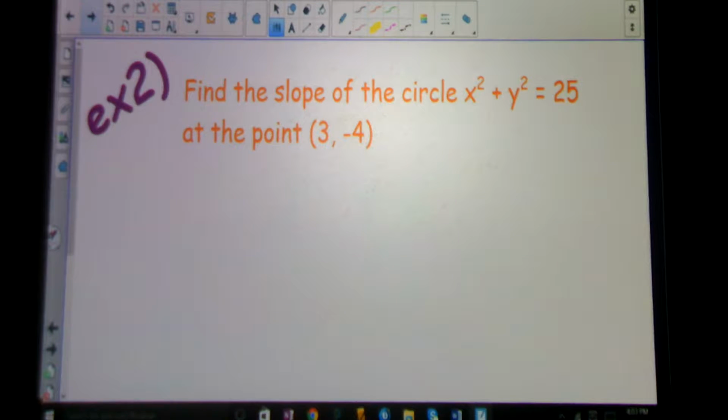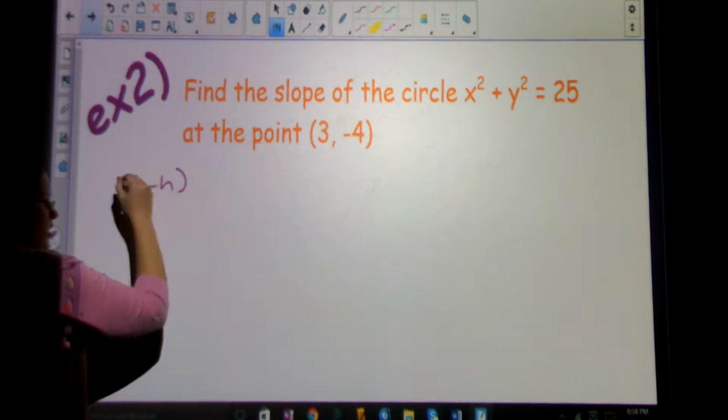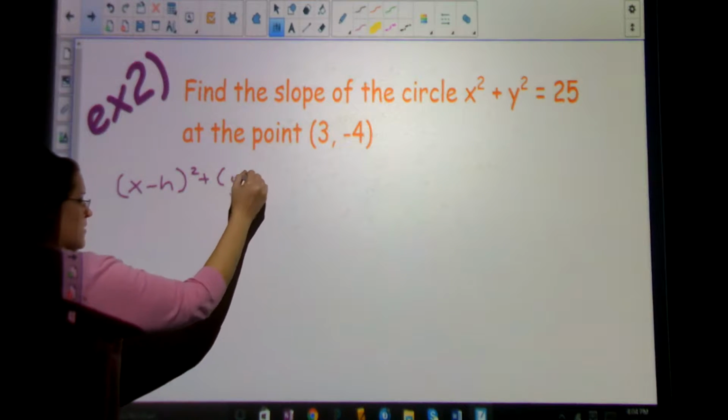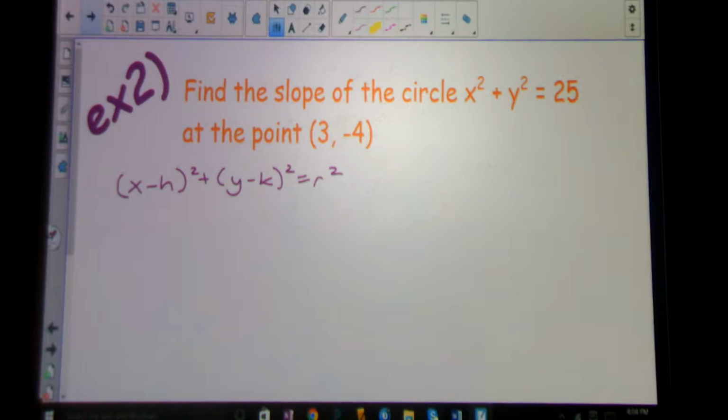Now we're going to find the slope of a circle. X squared plus y squared equals 25. The slope of a circle. I just want to refresh your memories in case it's been a while. Circle equations. That is the equation of a circle.